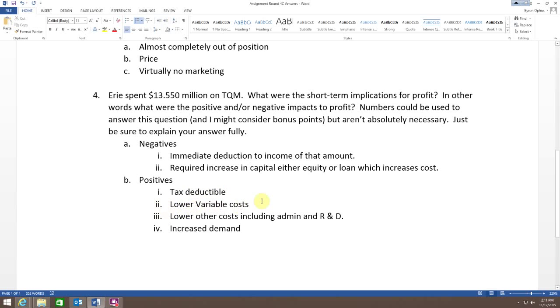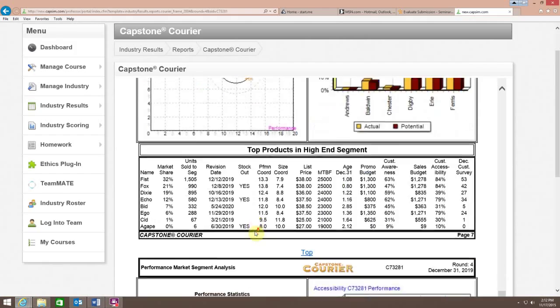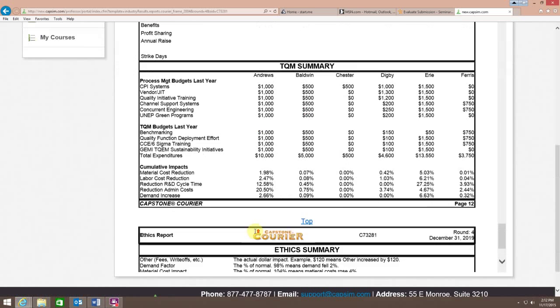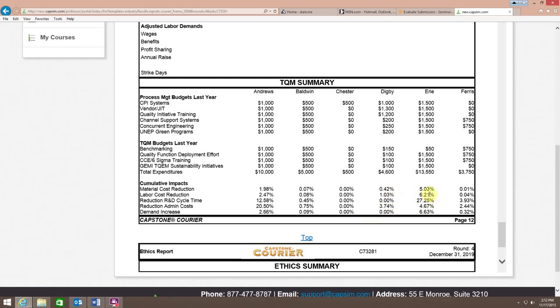It's going to lower the variable costs, and glancing through some of yours, you correctly pointed out that it lowers the labor cost and the material cost, and that's true. And it lowers other costs as well, including the administrative and R&D, and it also increased demand. And those are things that are just given to you, right down here in the TQM, right? So this shouldn't have been a huge surprise or hugely difficult, because it really just talks about those positive impacts, right?